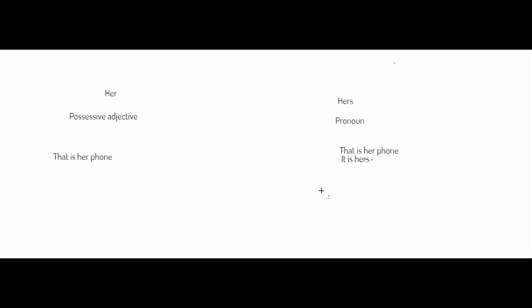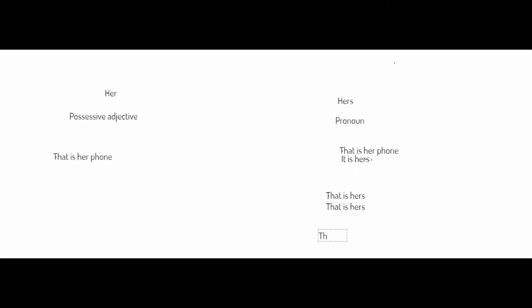So let's have a look at an example. That is her bike. That is hers. Okay? Why do we replace her bike? Because we know we are talking about bike. Okay, so we can just say that is hers.